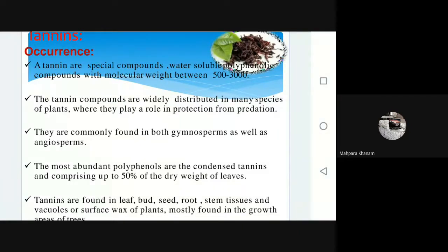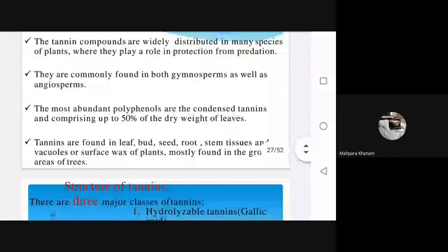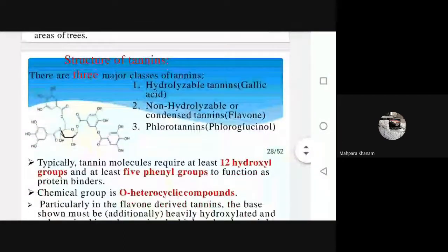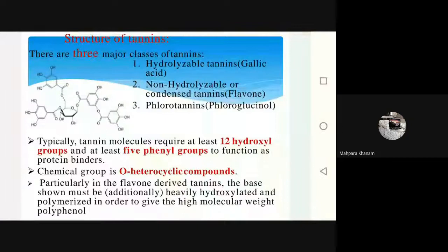Okay, fine. So these tannins, they are water soluble components and they are polyphenolic in nature. And they are found in tea, as you told. And the structure of tannins: tannins can be classified into three major groups. What are they? Hydrolyzable tannins, non-hydrolyzable tannins, and phlorotannins.